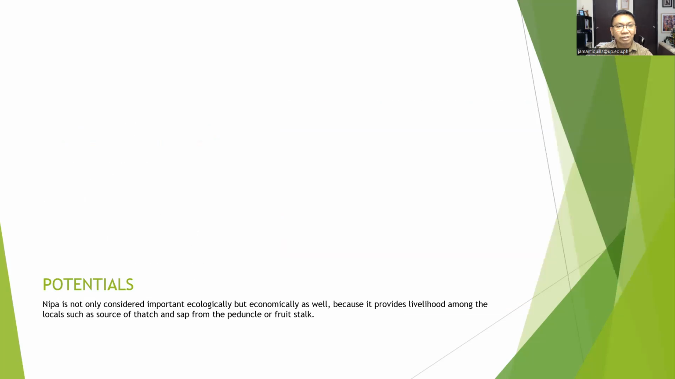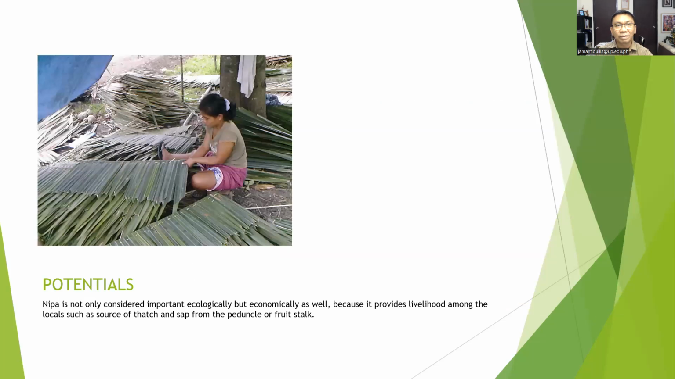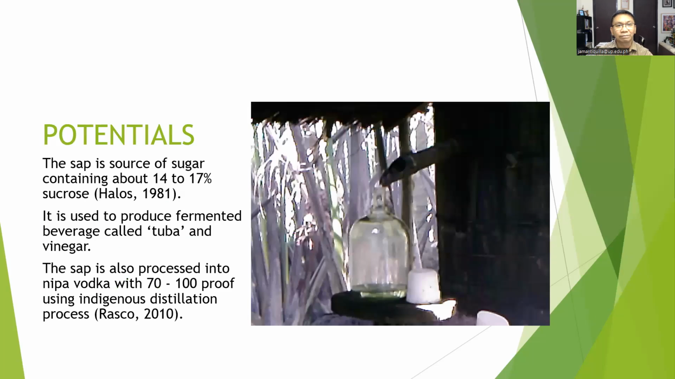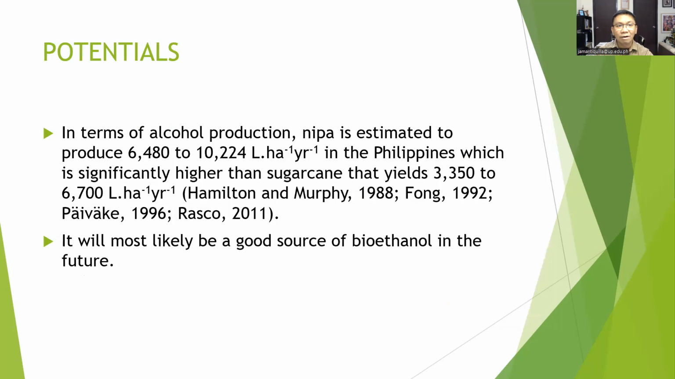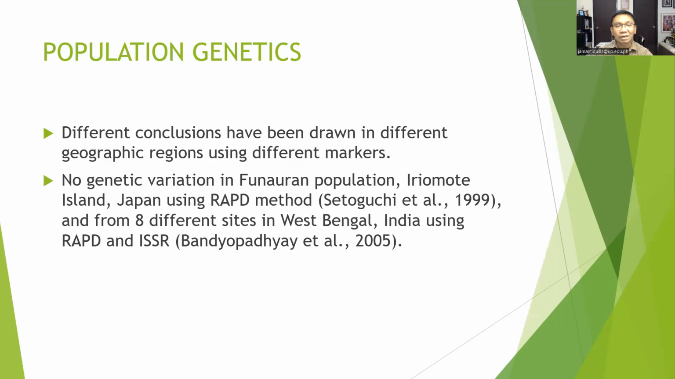Nipa is considered important not only ecologically, but economically as well, because it provides livelihood, such as a source of thatch, and sap from the peduncle or fruit stalk. The sap is used to produce a fermented beverage called tuba, and vinegar. The sap is also processed into Nipa vodka with 70 to 100 proof, that's 35 to 50% ethanol, using an indigenous distillation process. So Nipa will most likely be a good source of bioethanol in the future.